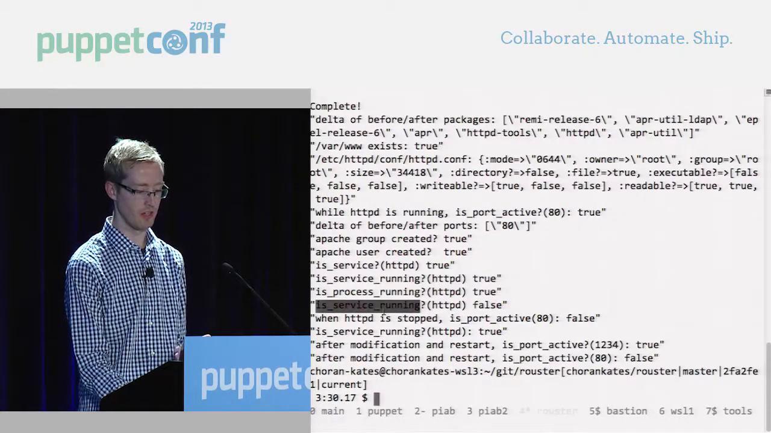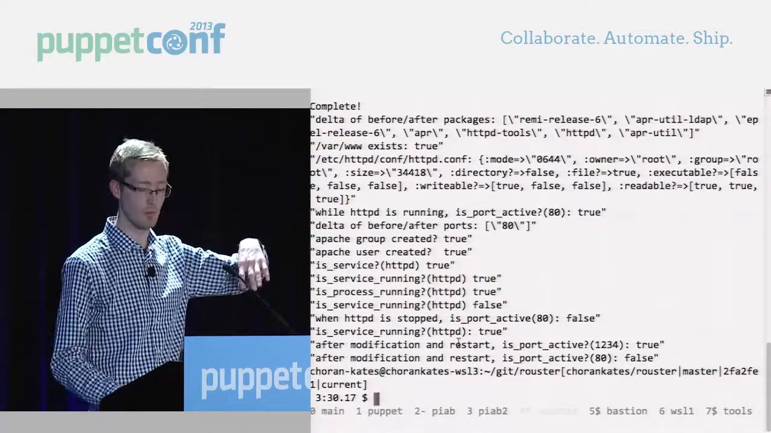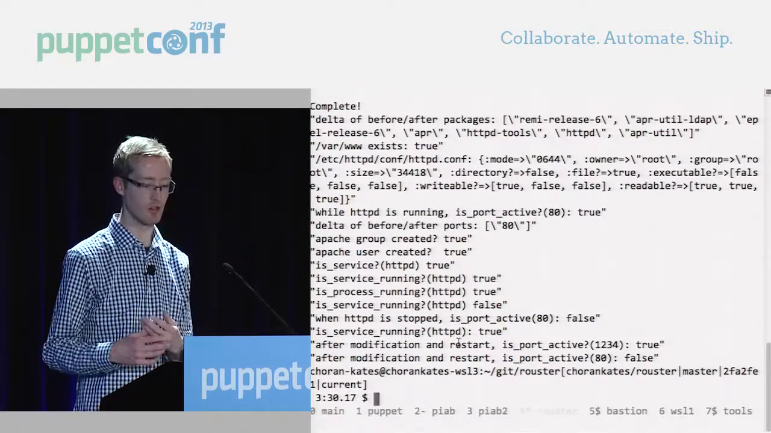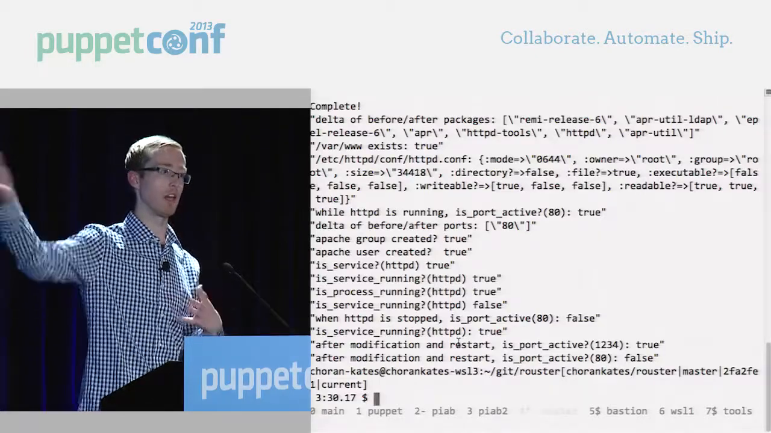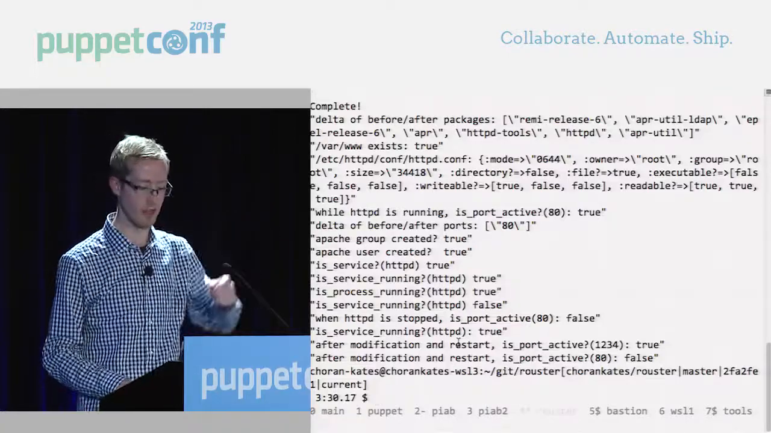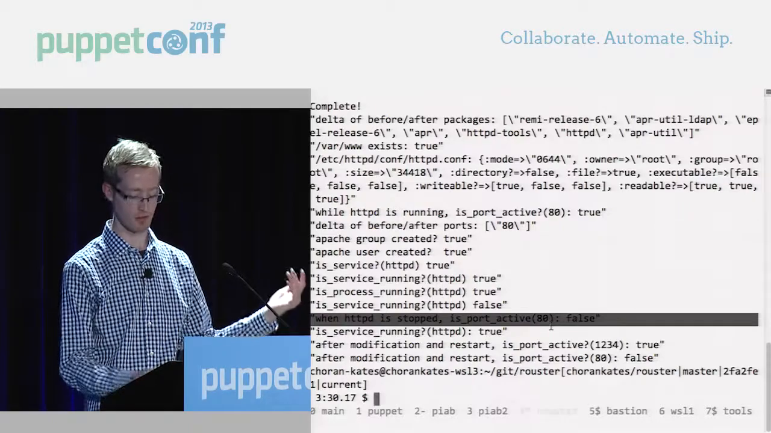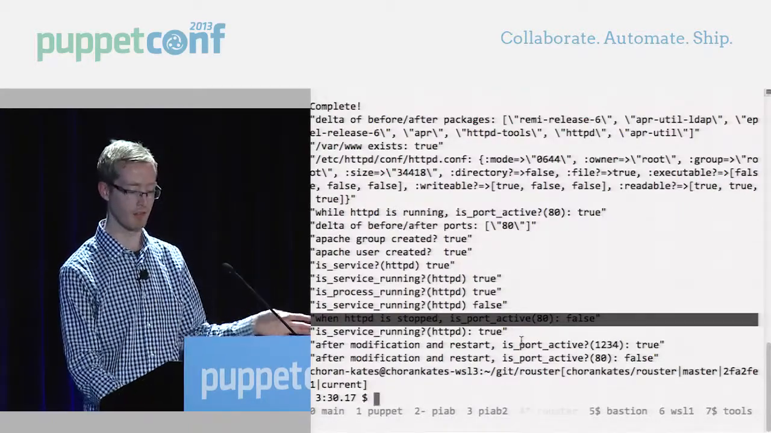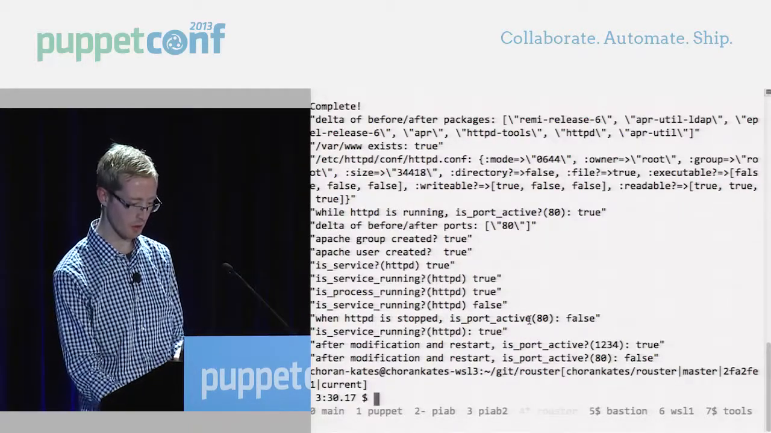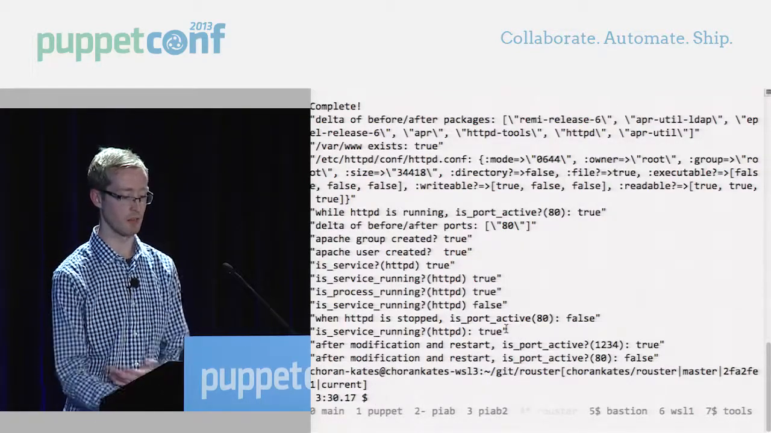Then you can see that is-service-running is now false. It's because in the code we shut down HTTPD. We did that so that we could get the httpd.conf, do a little awk on it, and then send it back in and restart HTTPD. So when HTTPD is stopped, port 80 active is false. It's missing a question mark there. So now we can see that service HTTPD has been restarted.